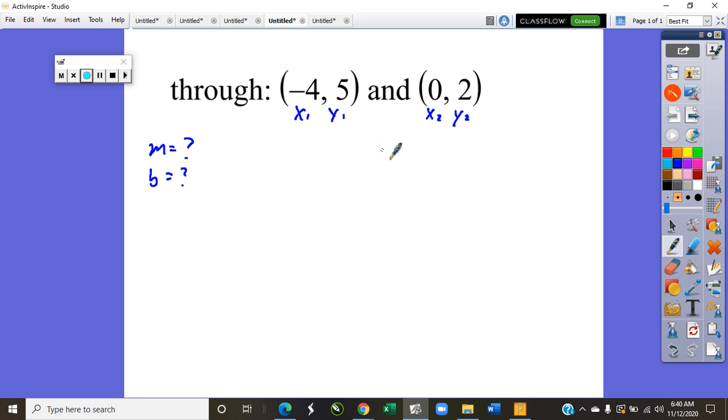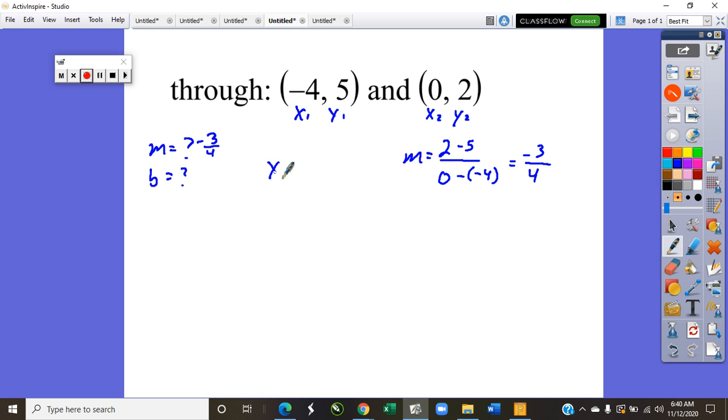Slope, m equals y2, 2 minus 5, over 0 minus -4. 2 minus 5 is -3. 0 minus -4 is the same as 0 plus 4, which is 4. So my slope is -3/4.